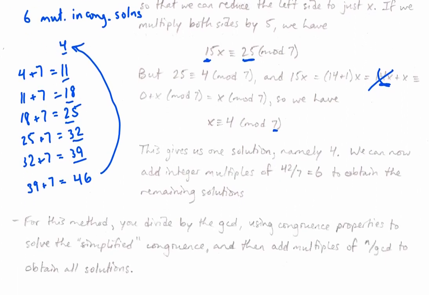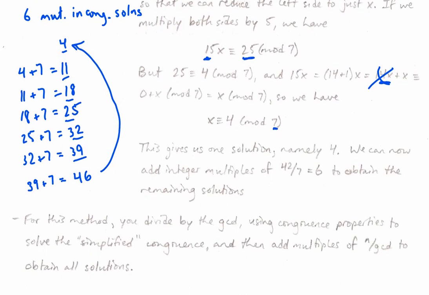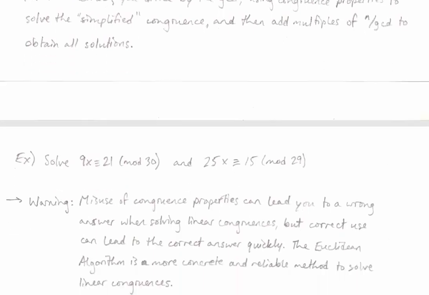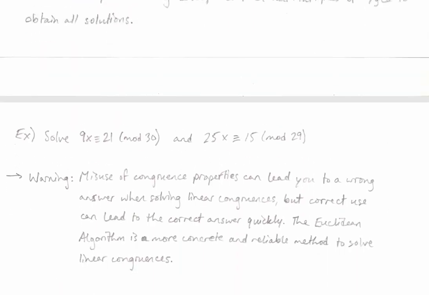So for this method, you divide by the GCD, use your congruence properties to solve the simplified congruence, and then add multiples of n divided by the GCD to obtain all of your mutually incongruent solutions. And just as a little bit of a warning, misuse of the congruence properties can lead you to a wrong answer when trying to solve these guys.